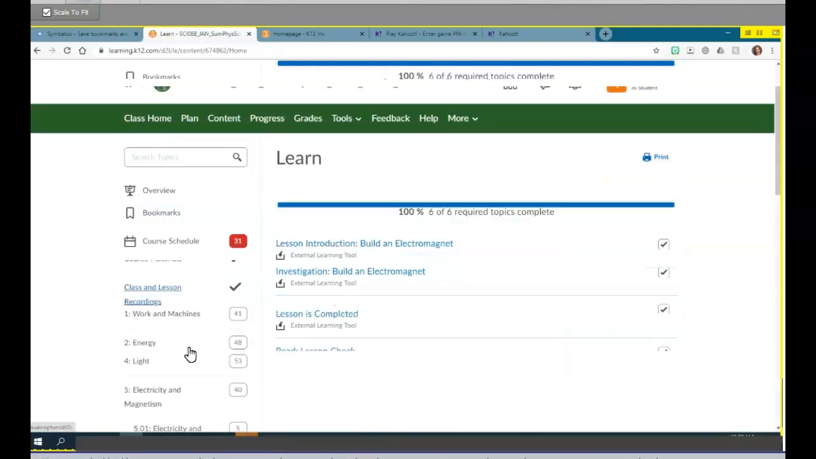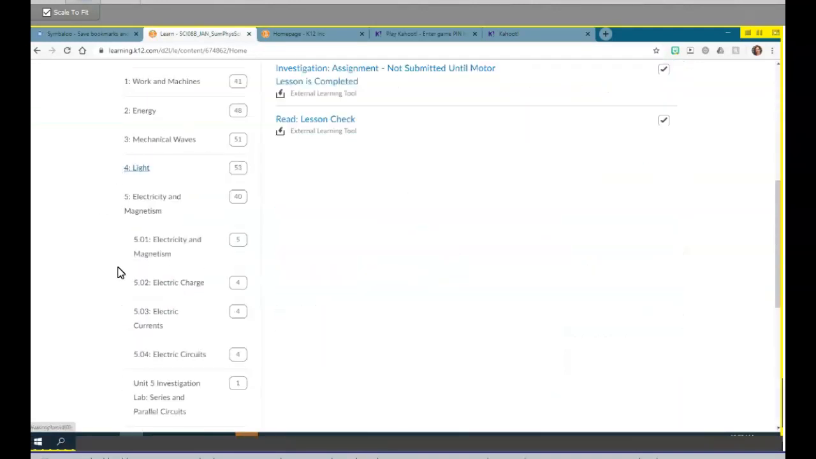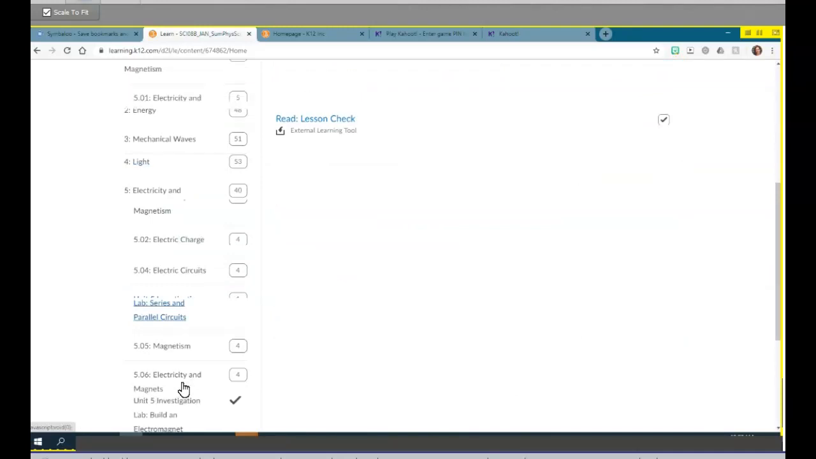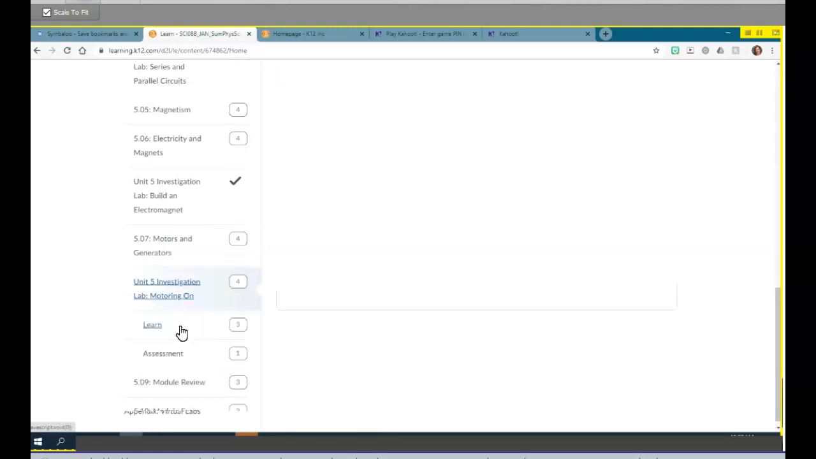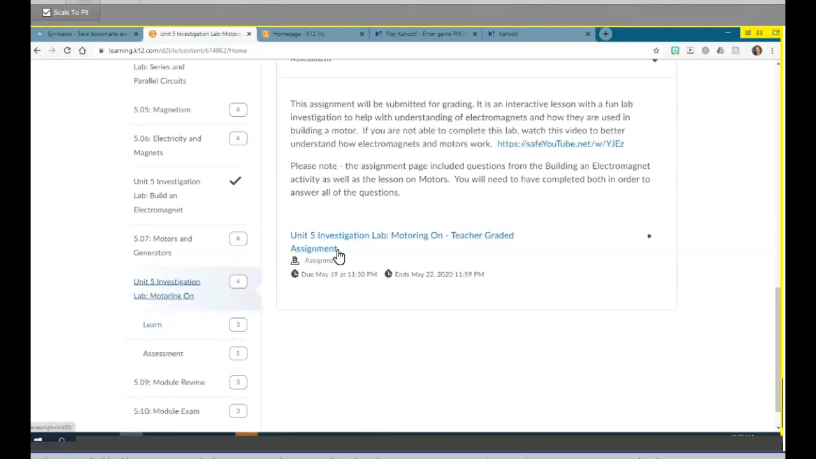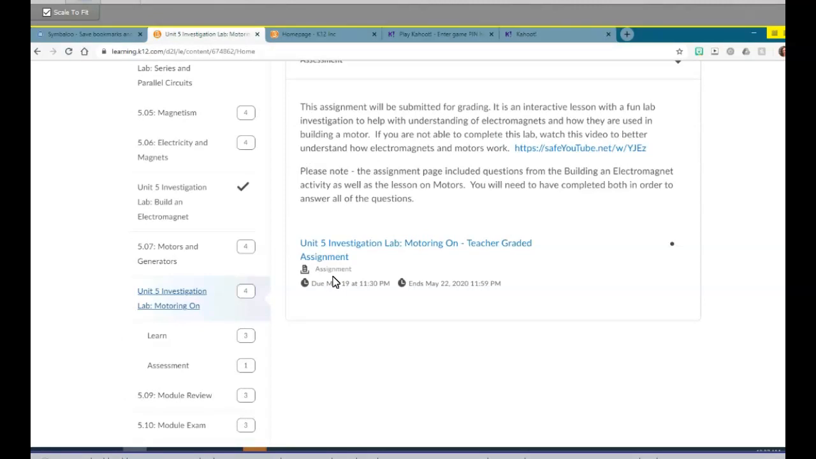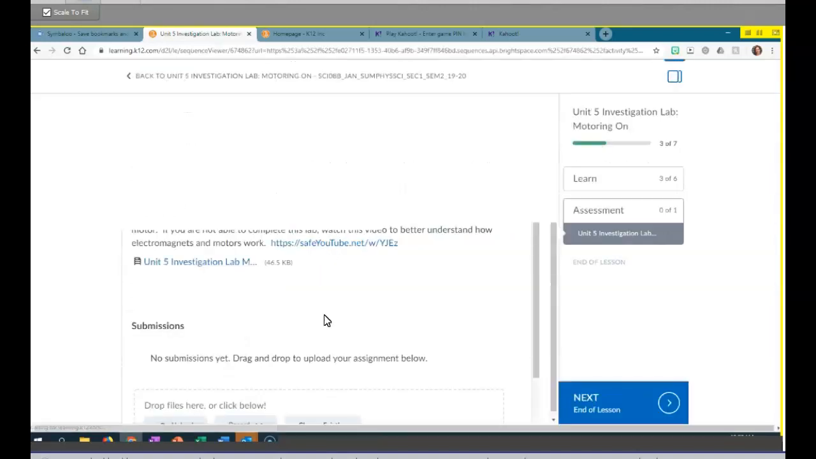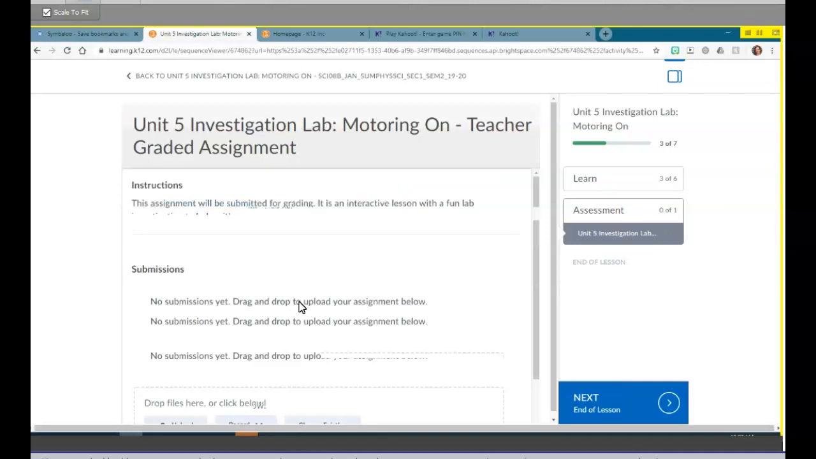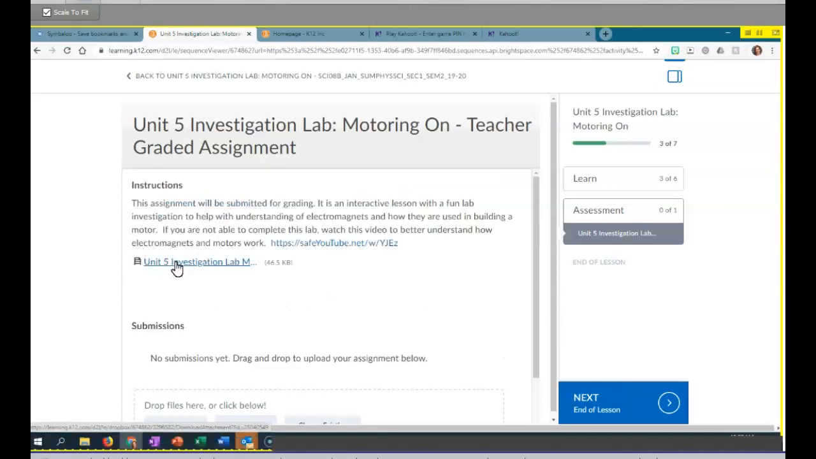If we jump back out of the electromagnet lesson, it takes us back to the screen, and we're able to see all of the lessons in Unit 5 again. Now we can go back down and look at the Motoring On assignment, because there is a drop box here. So now we know I can turn this in. It is the same assignment page that we saw earlier. But it's the student view, so it's not going to show. This assignment page is that Word document that we'll be working with today.